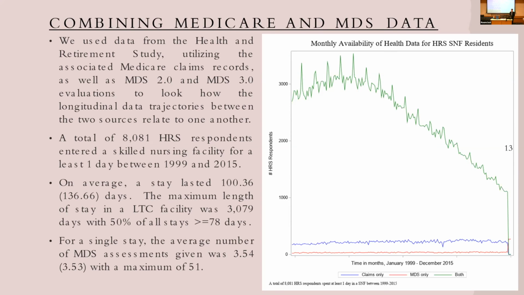We're looking at time in months from January 1999 to December 2015. We have a total of 8,000 HRS respondents that entered a skilled nursing facility for at least one day, and we're aggregating everything monthly. So these guys are spread out, and as you can see, eventually they die out.